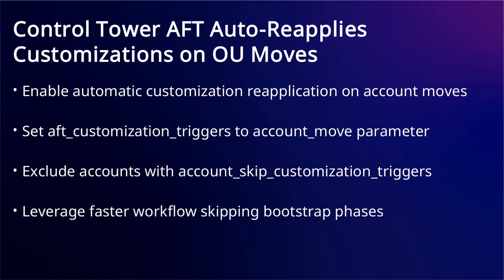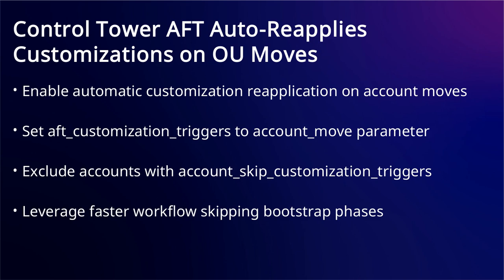When you move enrolled accounts between organizational units in AWS Control Tower Account Factory for Terraform, you previously had to manually trigger customization reapplication. This created operational overhead and increased the risk of configuration drift as accounts might not reflect their new OU-specific policies and baselines. You can now enable automatic customization reapplication on account moves by setting the aft_customization_triggers parameter to account_move in your AFT configuration.